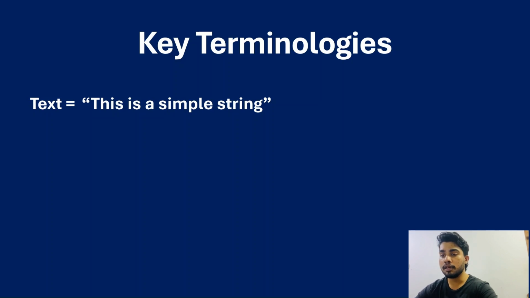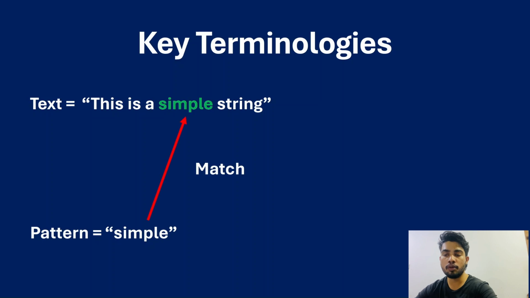Next, we'll talk about the pattern. The pattern is the string we want to find inside the text. It is usually smaller. In this example, the highlighted word is the pattern. Our goal is to check whether this pattern exists in the text. The third terminology is match. A match occurs when all characters of the pattern appear in the text in the same order. If this condition is satisfied, we say a match is found.